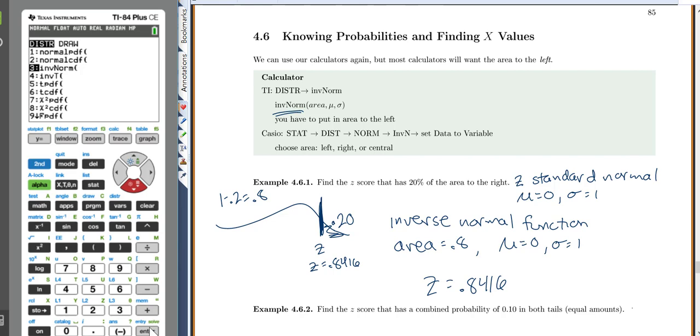So I could go back to my inverse normal. I could do 0.2 to the right, keep everything else the same and change to the right tail.